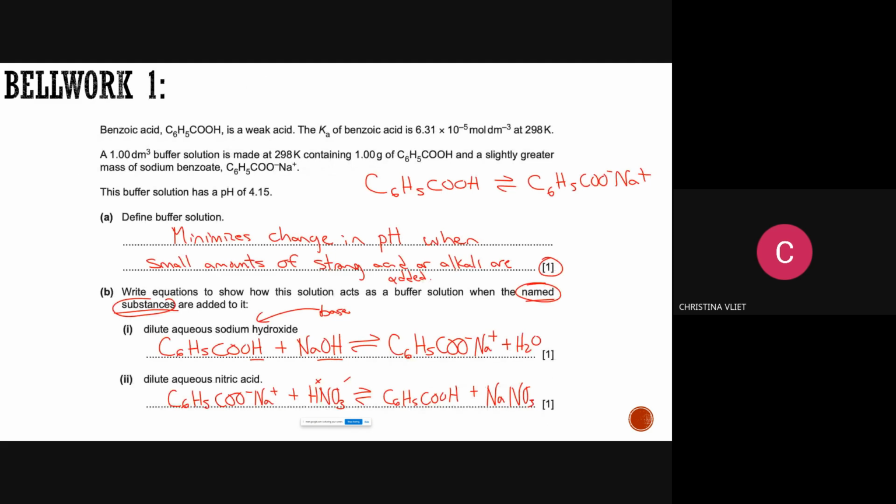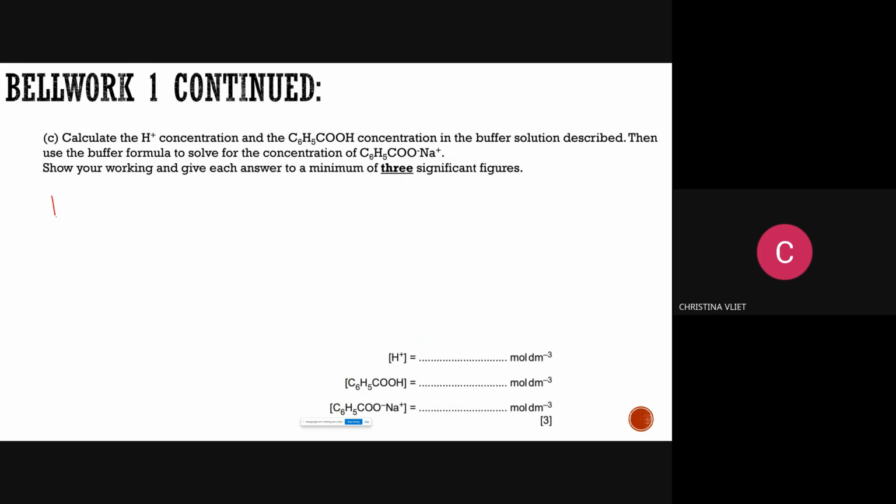How do I get the H plus concentration? Do I have information for that? I have the pH. That's all I need. For the H plus concentration, it would be 10 to the negative 4.15. So what do you get from that? 7.08 times 10 to the negative 5. So if you show that, and you write that as your answer, that's it. Any questions about this first one? We're okay with that? Okay.